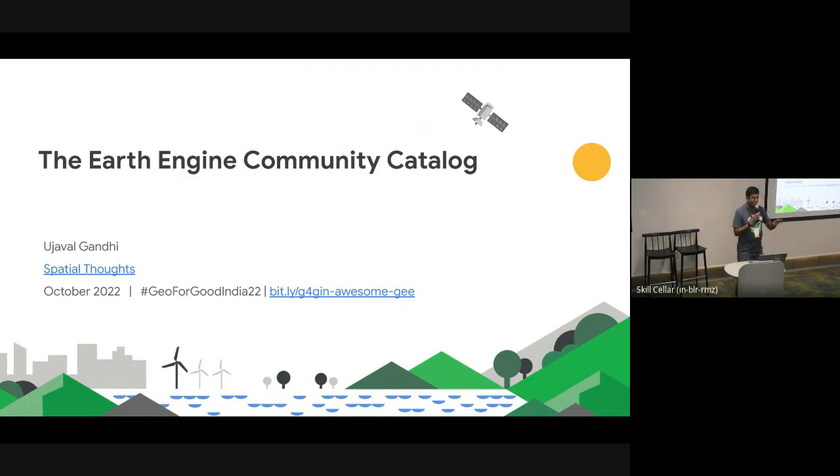So in the morning, Simon talked about the main Earth Engine catalog. It's got a lot of data sets, Landsat, Sentinel, all of these data sets. But there is a community effort that makes available a lot of the other public domain data sets that you may want to use in Earth Engine.